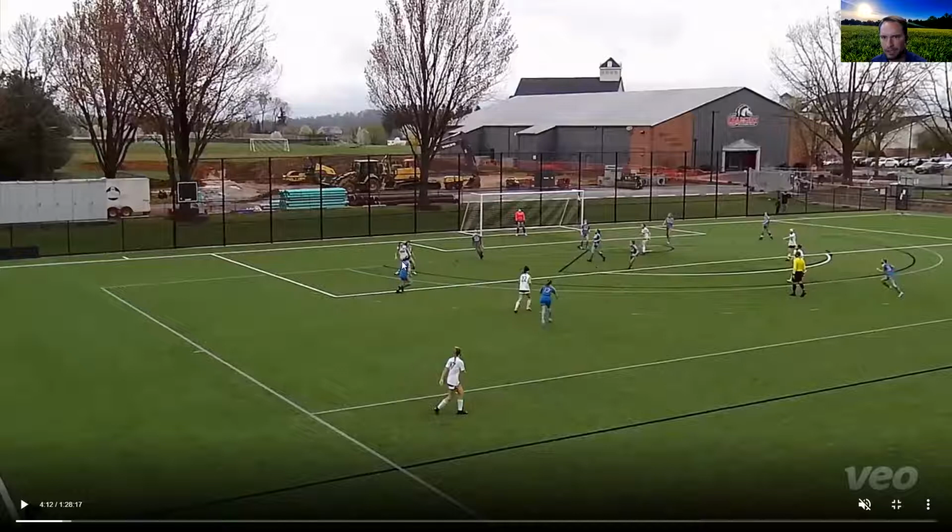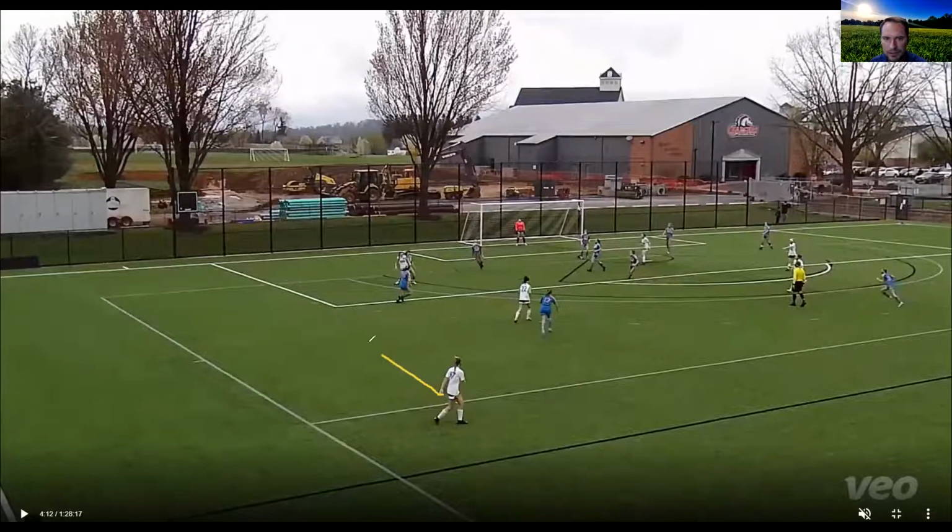Right in this area, and she's only really got one option, dropping it to number 22, which she does eventually. Imagine if 17 gets on her horse and makes an overlapping run to here. What will happen to the defenders?